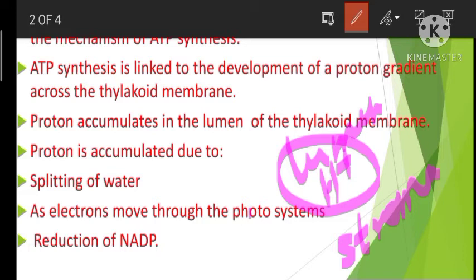Then, as electrons move through the photosystem during non-cyclic photophosphorylation, hydrogen ions are also transported into the lumen from the stroma. Then, due to reduction of NADP, when NADP is reduced to NADPH, hydrogen ions are used up from the stroma. So the hydrogen ion concentration decreases in the stroma and increases in the lumen of the thylakoid. Thus, a proton gradient is created.